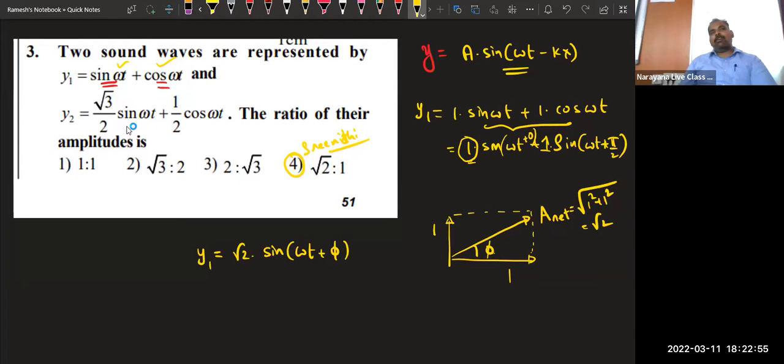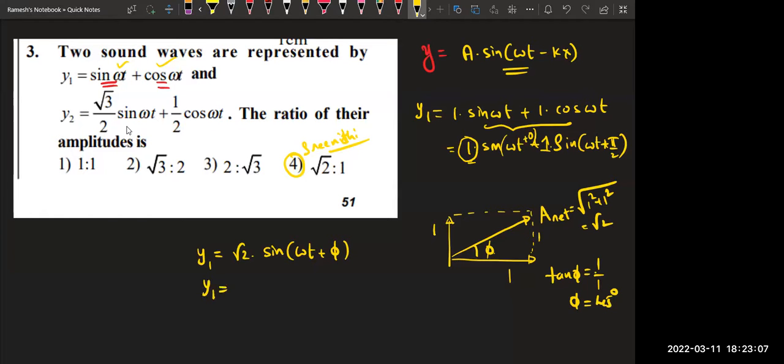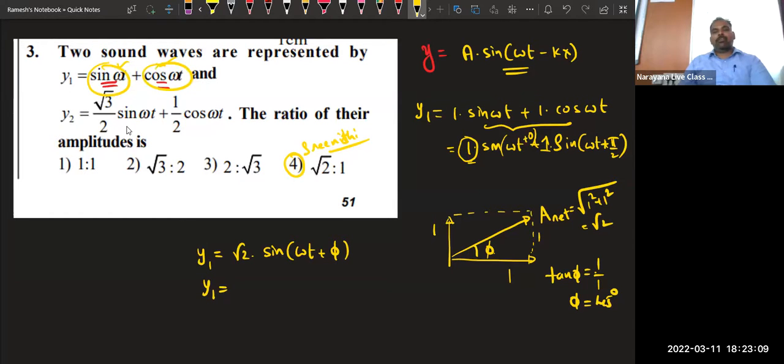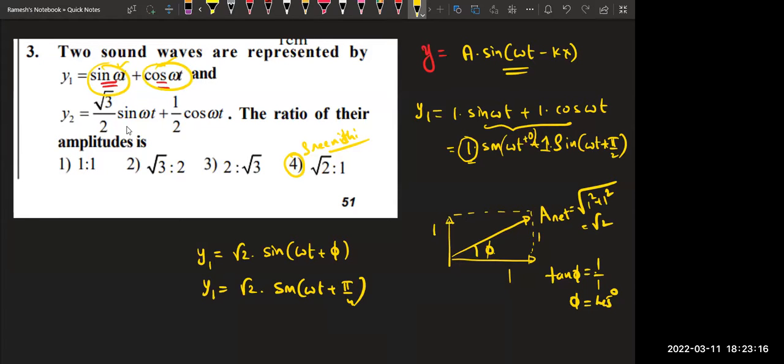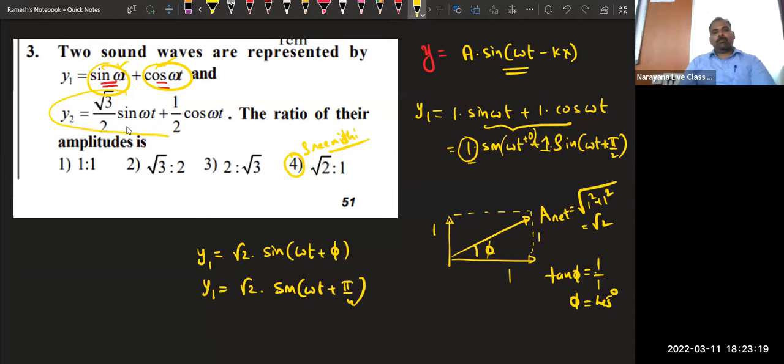But the phi value, tell me, tan phi equal to how much? Upward side by adjacent side, na? Phi value how much? 45. Yes, sir. Correct. So this is a new wave equation. If you add these two waves, what will the resultant wave be? Root 2 into sine of omega t plus pi by 4. Now you people have to do the same thing. You have to simplify in this method. What is the resultant wave equation? It is your task.